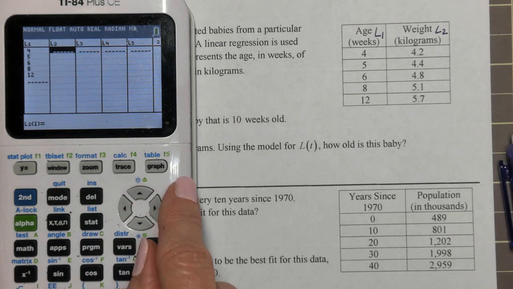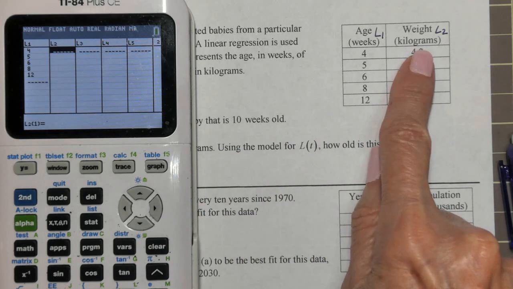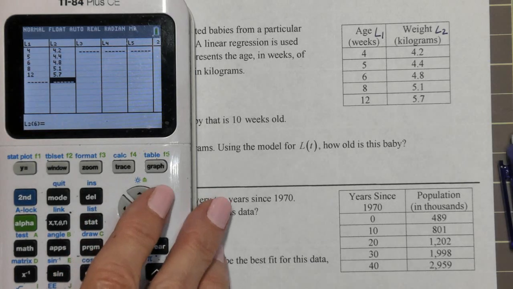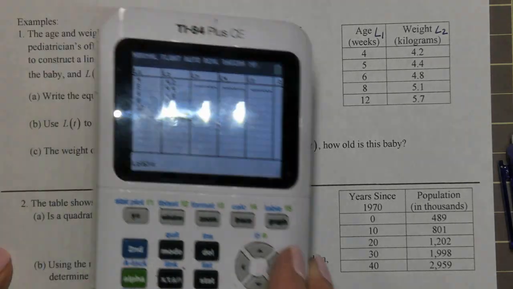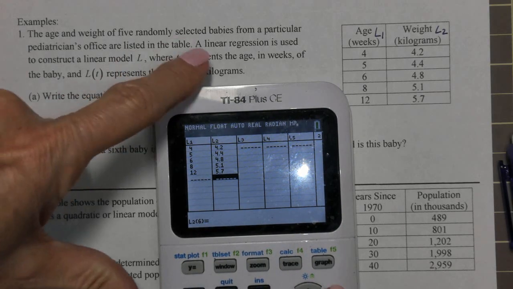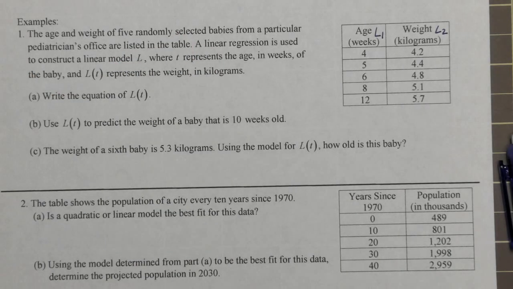Now I'm going to go to L2 and enter the weights. So 4.2, 4.4, 4.8, 5.1, and 5.7. Hitting enter after each one. Okay, now this is stored in for L1 and L2. Okay, in this problem, we want a linear model.